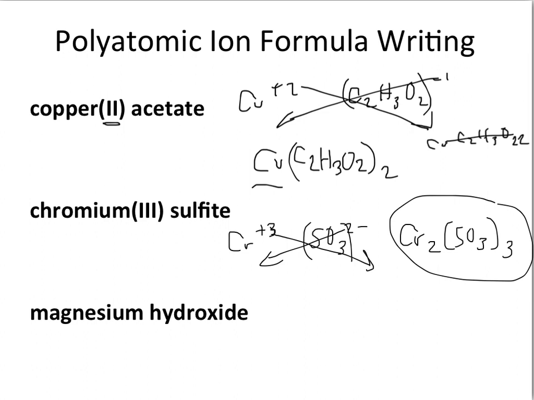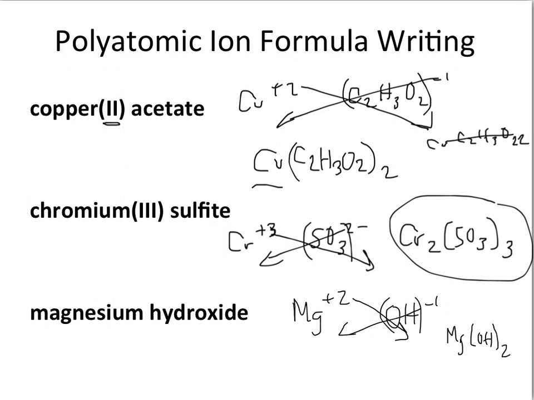And this gives us our formula for chromium sulfite. And lastly, let's look at this magnesium hydroxide formula. Magnesium, we know from the periodic table, is +2. Hydroxide is a negatively 1 charged polyatomic. And I put parentheses around that polyatomic. Cross down. This is going to give me Mg(OH)2. That can't be reduced any, so this is our appropriate formula.